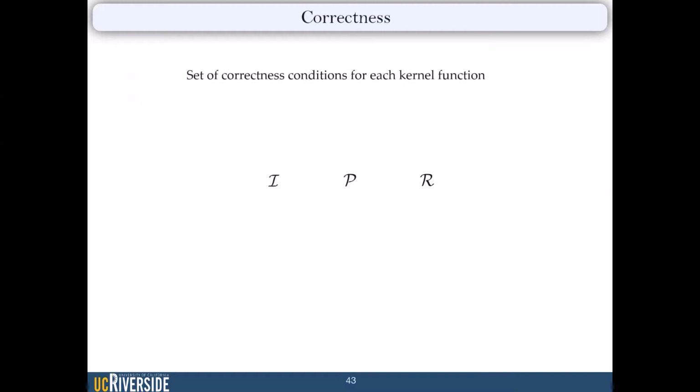The correctness of the iterative models depends on a set of correctness conditions for each kernel. Here I only highlight a subset of conditions. The conditions for the reduction function are straightforward. R must have the following properties: identity, commutativity, associativity, and idempotency, similar to the iterative model.